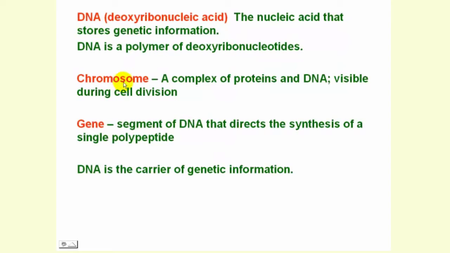A chromosome is a complex of proteins and DNA, and it's visible during cell division. A gene is a segment of DNA that directs the synthesis of a single polypeptide. DNA is the carrier of genetic information.